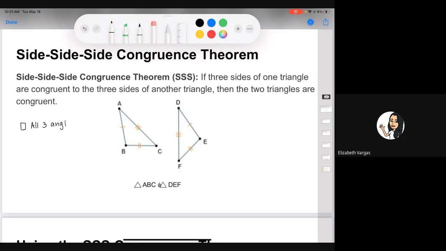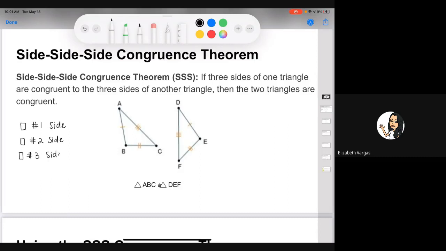Or not really all three angles. I don't want you to confuse it where all three angles have to be congruent to each other, but rather one set of sides is congruent to each other. Side number one is congruent, side number two is congruent, and side number three is congruent.